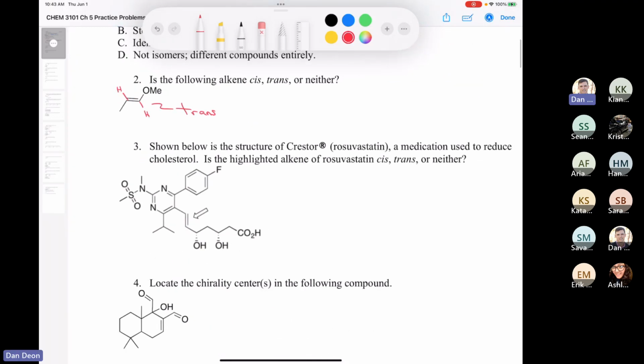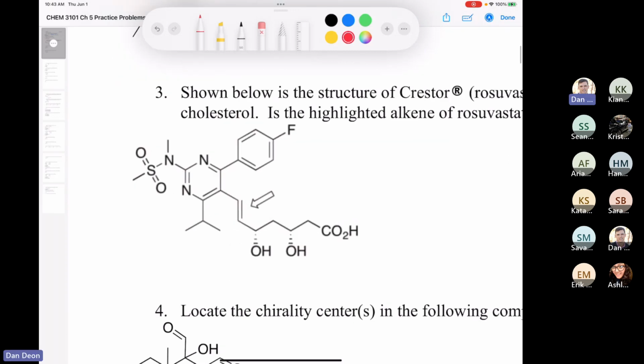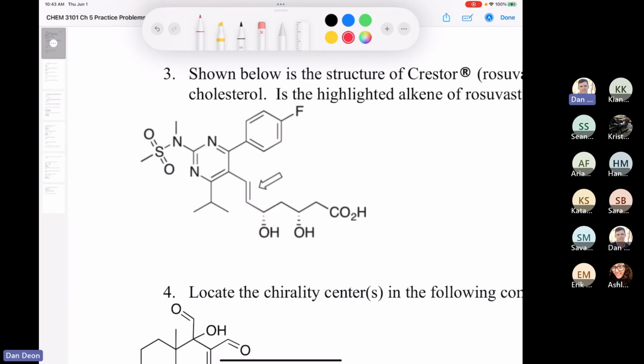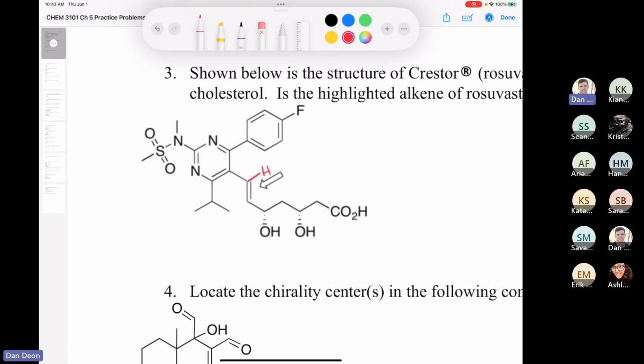Okay, shown here is Crestor, a medication used to reduce cholesterol. Is the highlighted alkene cis, trans, or neither? Well, it would be helpful to draw in the hydrogen. Thanks, Sarah. Perfect. Draw in the two hydrogens, and we can clearly see that this is a trans alkene, right? Because the two hydrogens are identical. They're on opposite faces of the molecule. And there we have it.